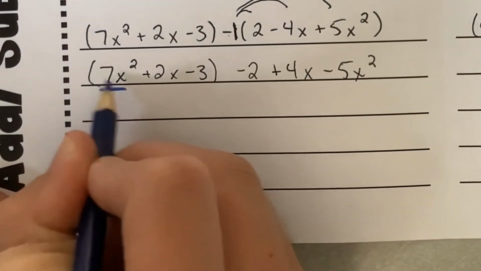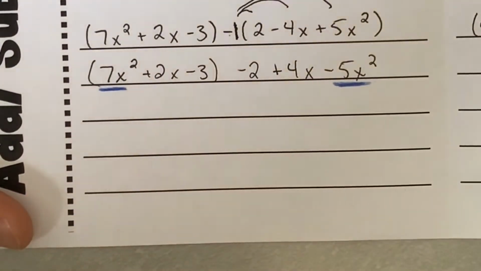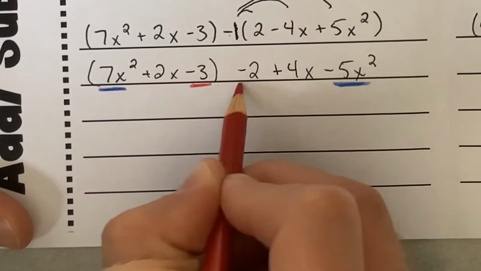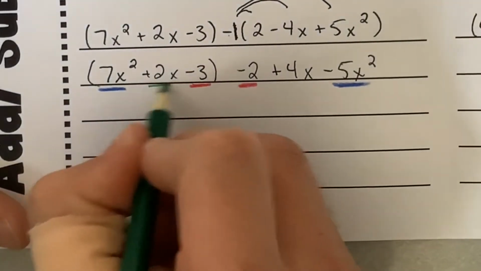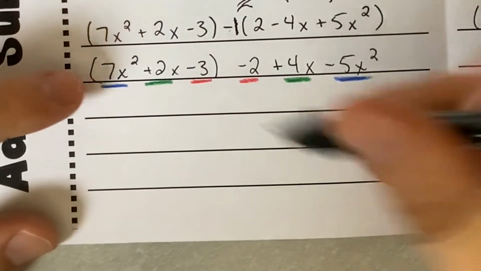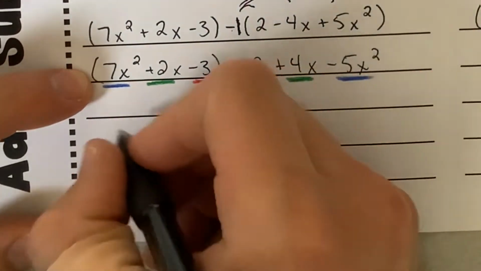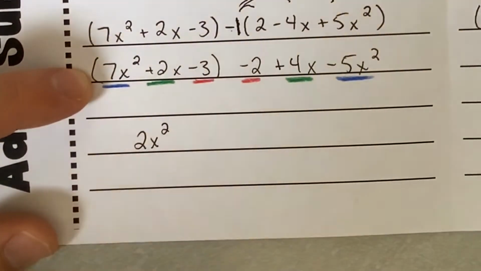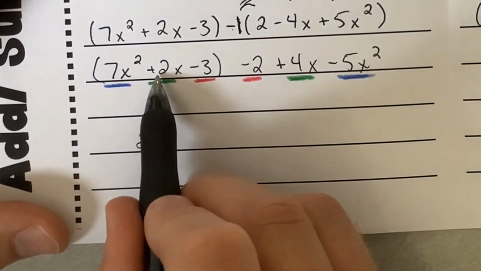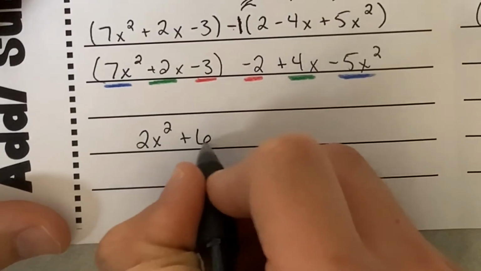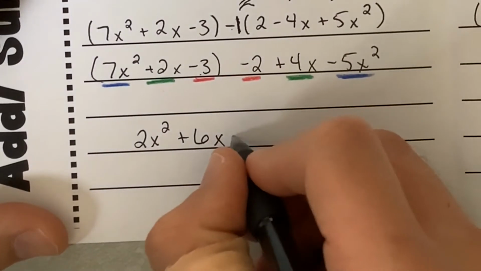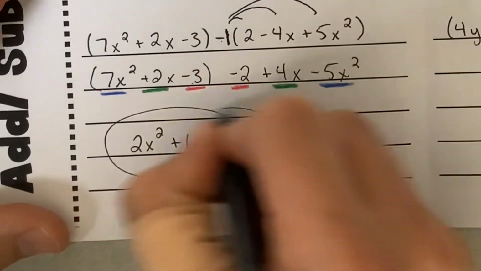And now, even though it looks a little weird, I'm just gonna keep it simple for now. I'm gonna look for my like terms to combine. Here are my numbers, and here are my x's. I'm just gonna combine these as is, guys. That's all I'm gonna do. So I got my 7 minus 5, well, that's gonna be 2x squared. Again, I'm just using the signs right in front of the numbers, guys. That's all I'm doing. I got 2 plus 4, 6x. I got -3 minus 2, well, -5. And we're done.